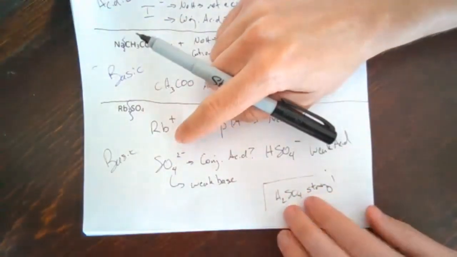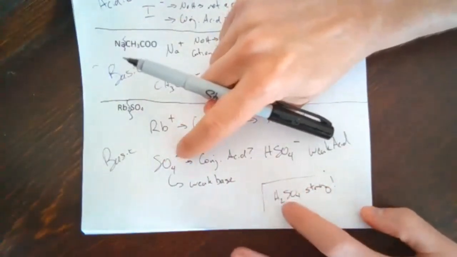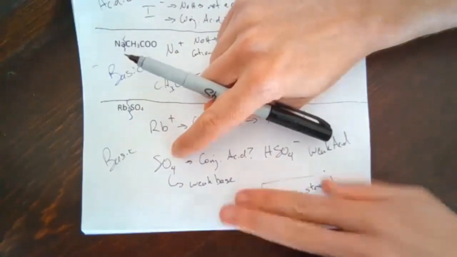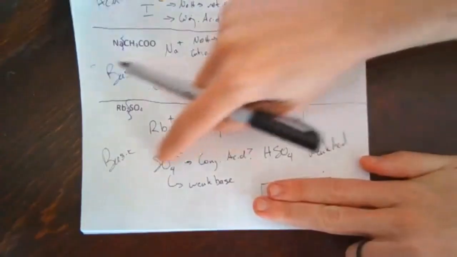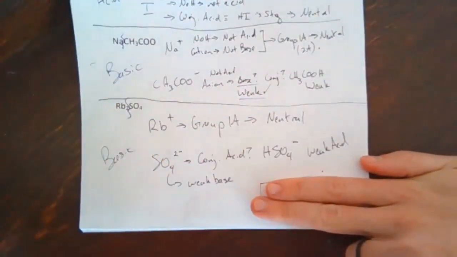We want to be careful. H2SO4 is the strong acid, but this is not a conjugate, because that difference is 2 hydrogens. One hydrogen is the difference we'd be looking for. Because this is a weak acid, this has to be a weak base. Rubidium sulfate is a basic salt.